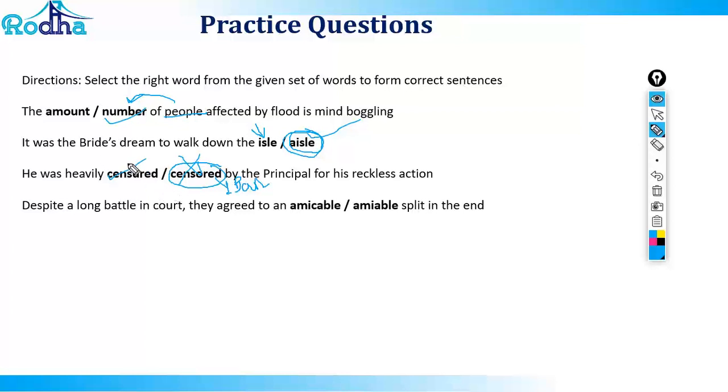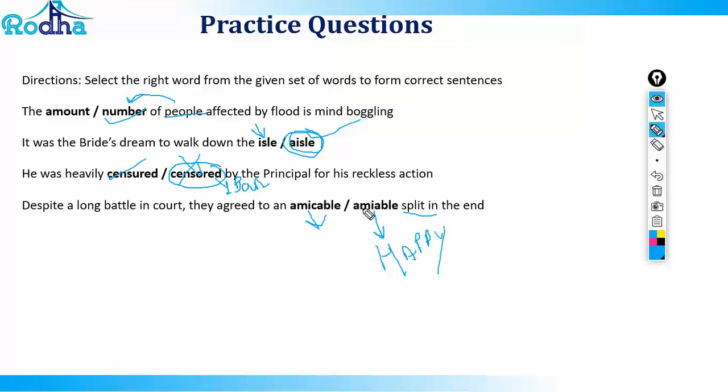So censured in that context will fit here. Despite a long battle in court, they agreed to an amicable slash amiable split in the end. You refer to a split, so it has to be amicable. Amiable means happy. Amiable means joyful. So the whole context of amiable means happy.